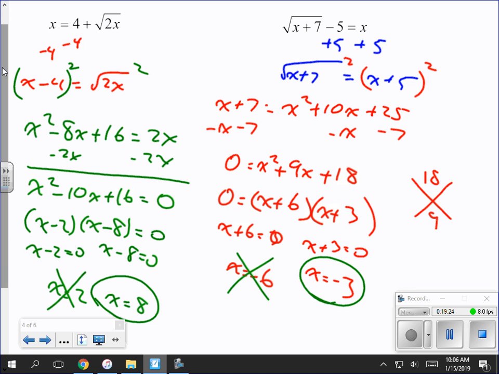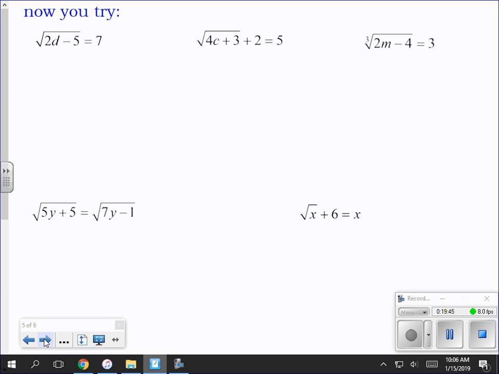Okay. Once again, do not make the assumption that because you have a quadratic and you've got 2 answers like this, that one's going to work and one isn't going to work. It's often that way. Most often it's that way, but it's not guaranteed to be that way. You must always check all your answers. Your turn. Do those.